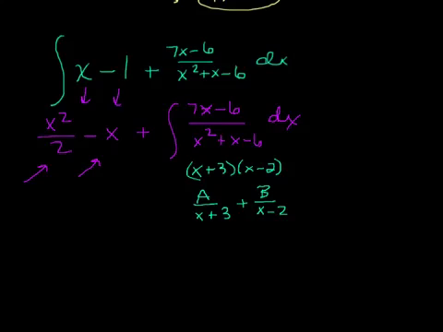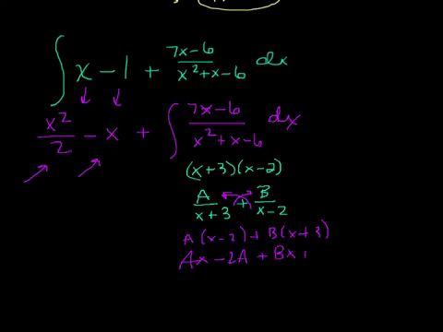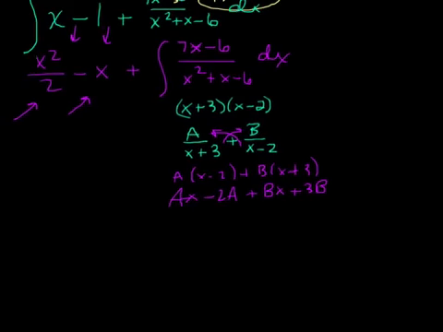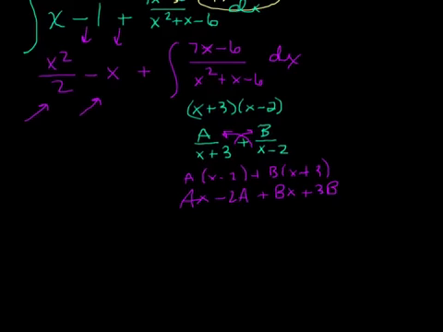Do your foreign exchange program. So I have A times x minus 2 plus B times x plus 3. That gives me ax minus 2a plus bx plus 3b. Okay, so now I have to combine my expressions. So I had two x values, and when I add them together, I ended up with 7 x's.